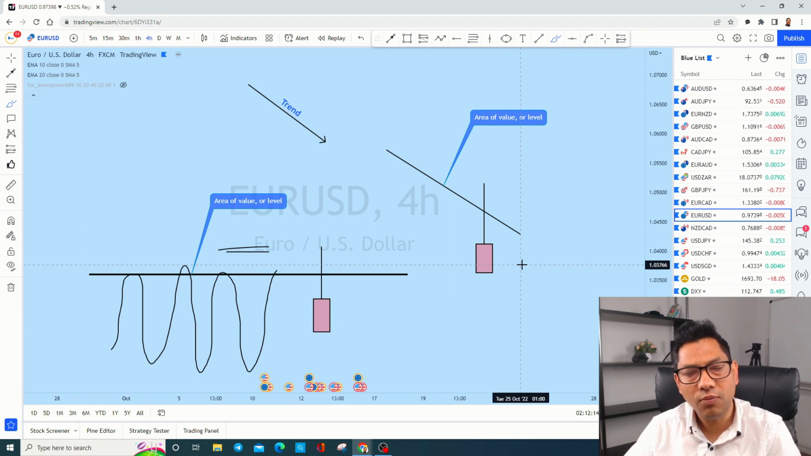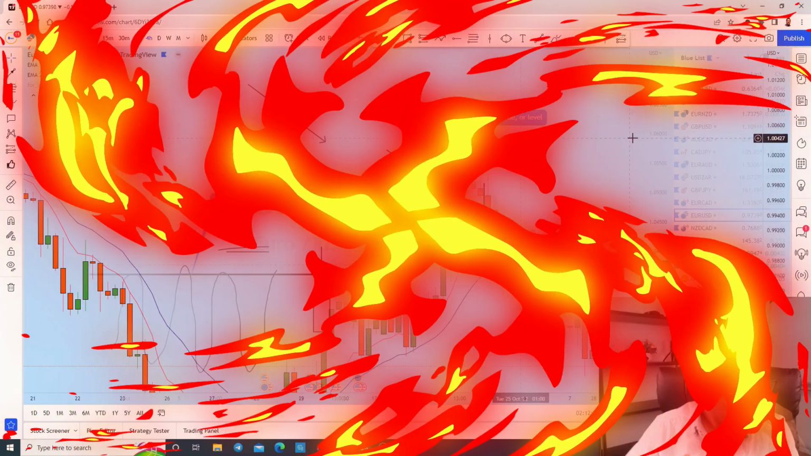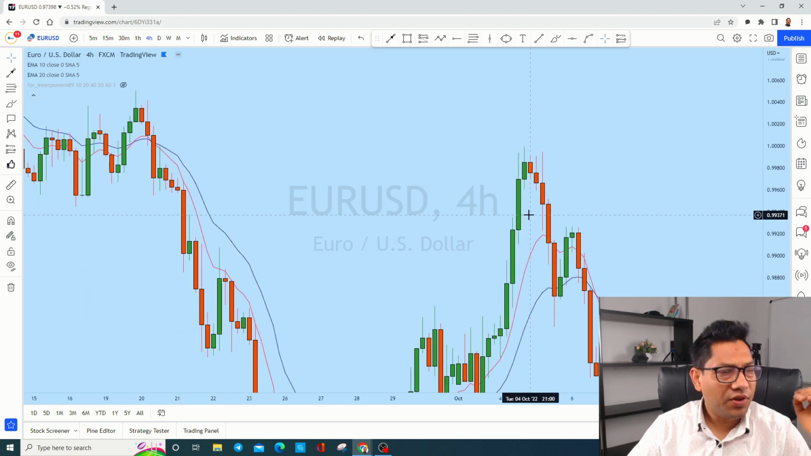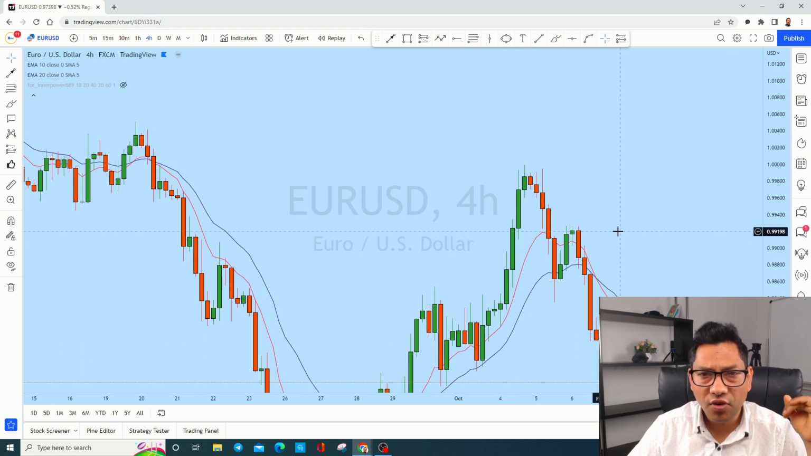Simple, profitable strategy. Okay, now let's jump on to the real chart to see how we can use that strategy in our trading. Okay guys and girls, look at this example on euro dollar. First of all, you need to find the major direction of the trend. Always try to use the daily chart for finding the major direction of the trend.